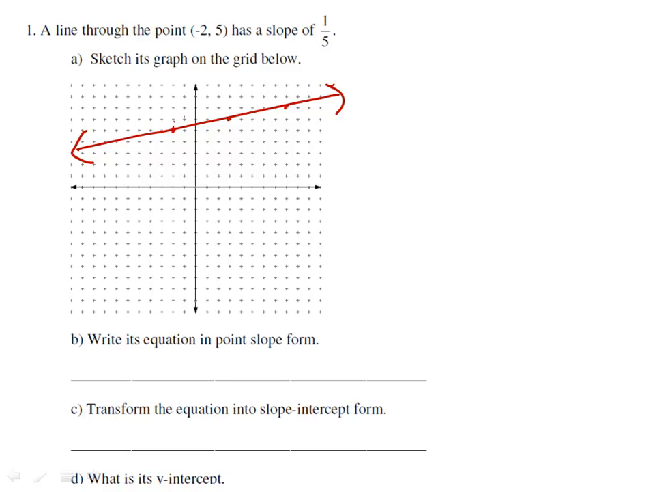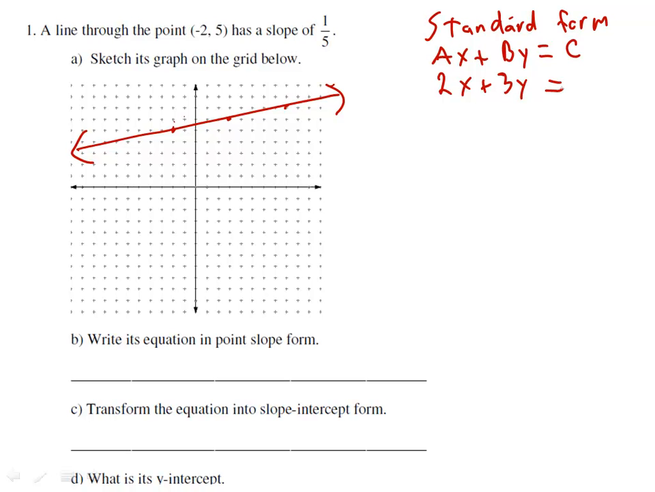Okay, you got to know your different forms of equations. I'm sensing that not everybody is up to speed on that. Standard form, ax plus by equals c. Example of that would be 2x plus 3y equals 6. All right, that's standard form.